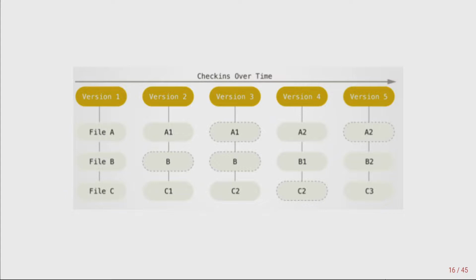So each version here is a different commit. In this commit, I changed only A1, C1. In this commit, I changed only this one. In this version, I changed A and B, and in the final version, I changed B and C, okay?